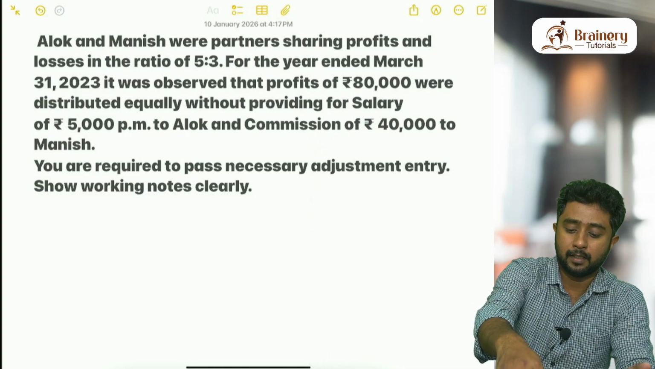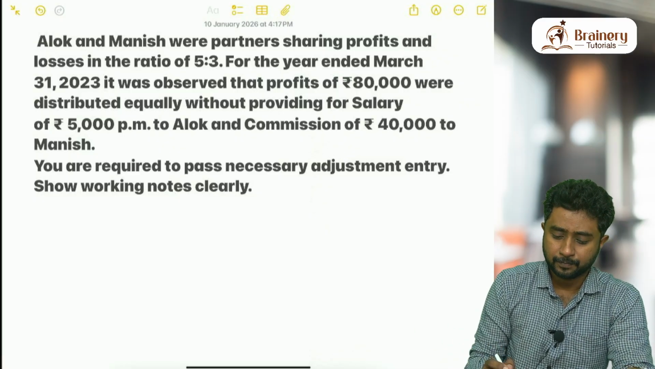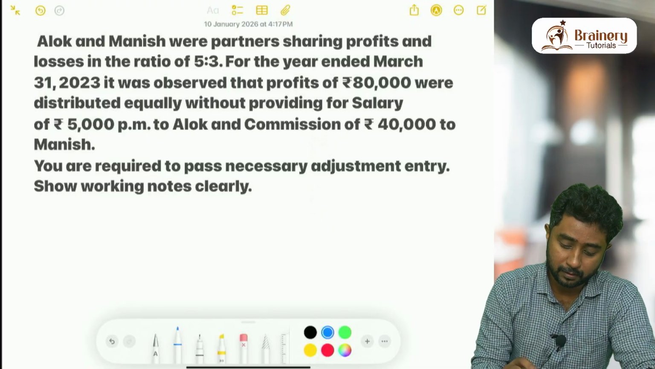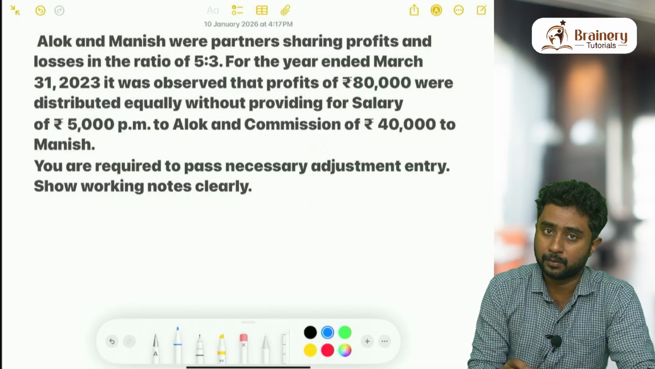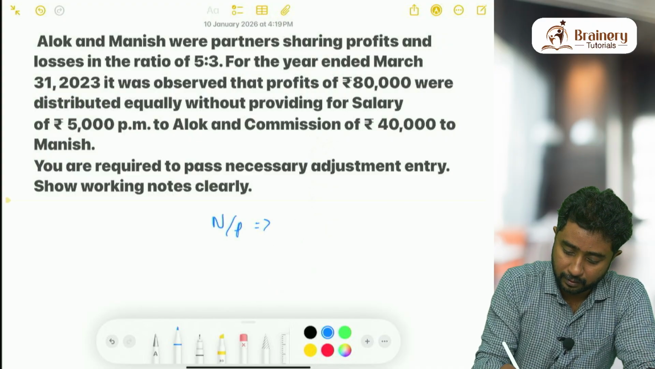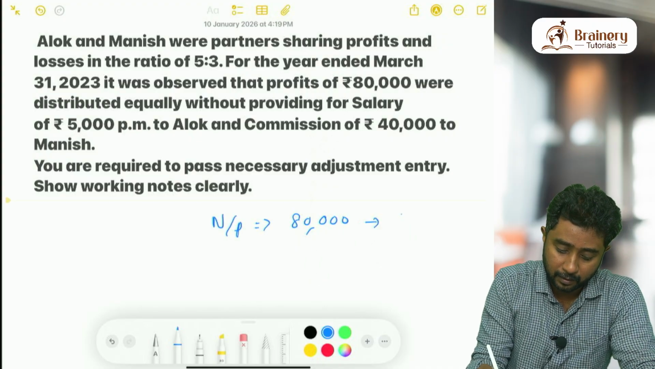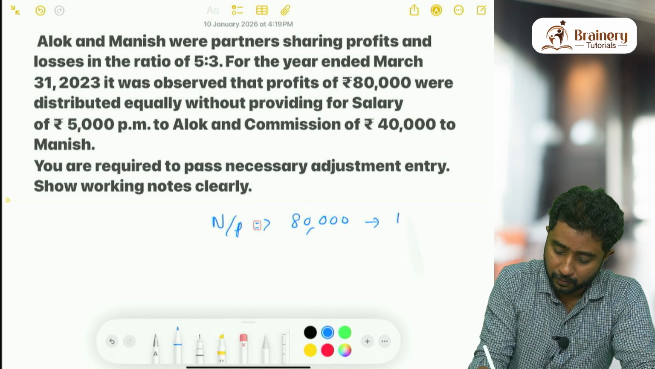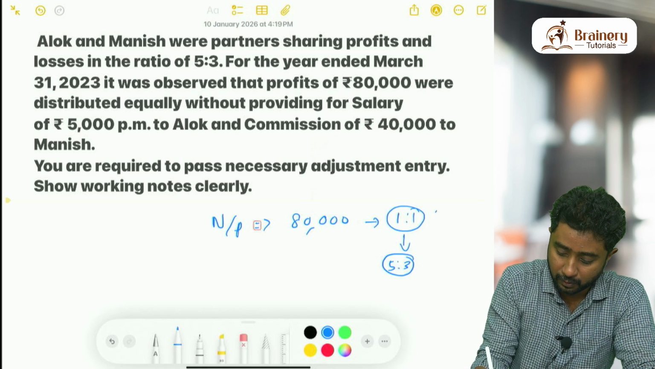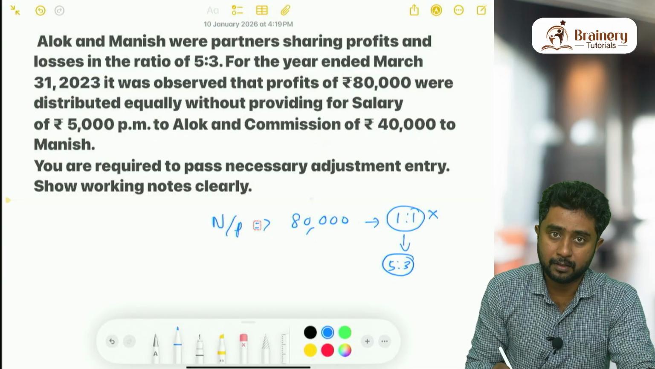So as you can see here, we have made two mistakes while dividing the profits. So first we will identify those mistakes. As you can see, 80,000 was the profit. 80,000 was the net profit. We divided it in equal ratio instead of dividing it in the ratio of 5:3. So the first mistake that we did is the ratio in which we divided the profit.